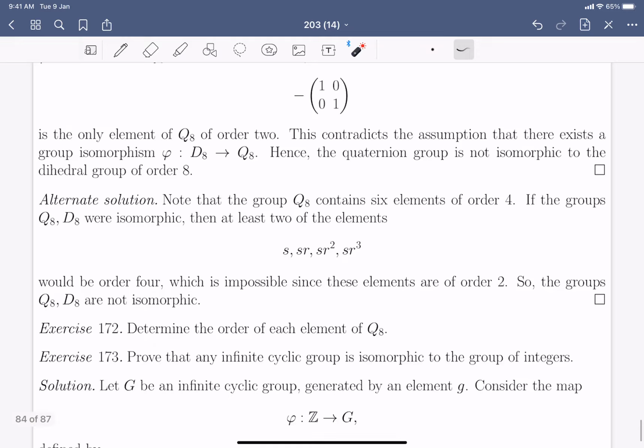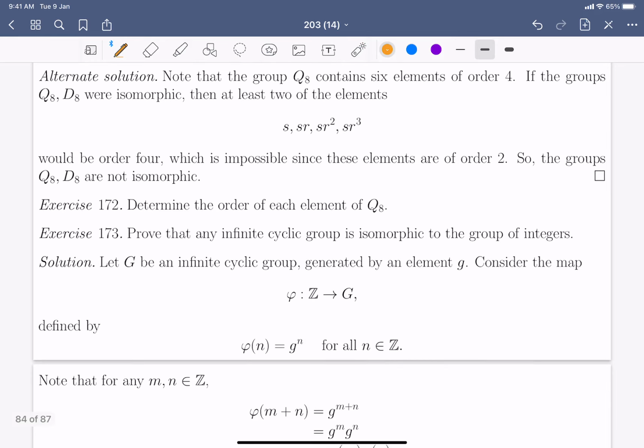So you can try to think about this question. Determine whether Q8, sorry for the bad handwriting, is isomorphic to Z mod 8Z. The dihedral group has already been discussed.